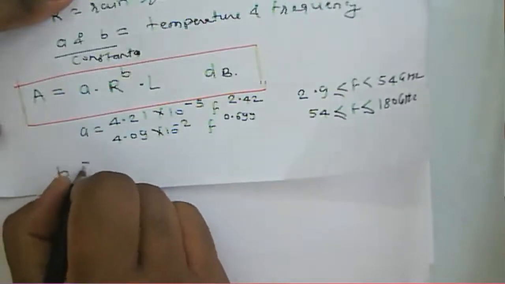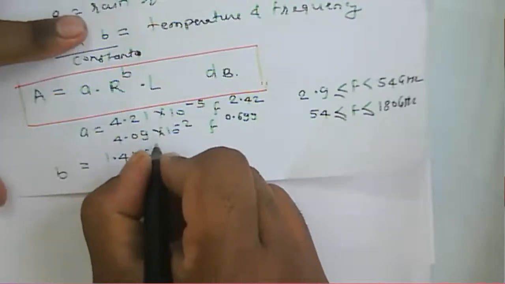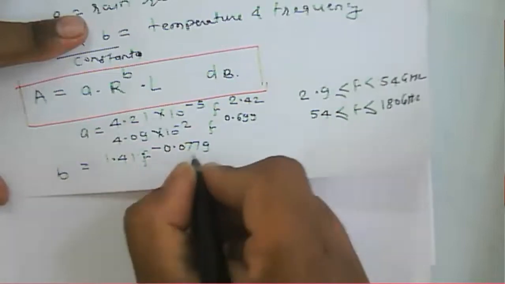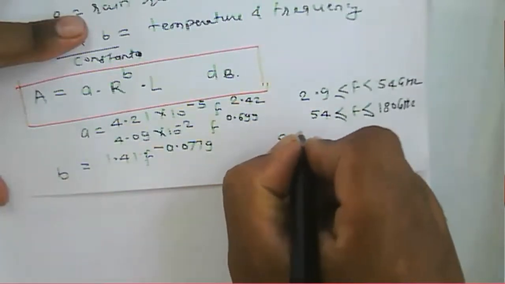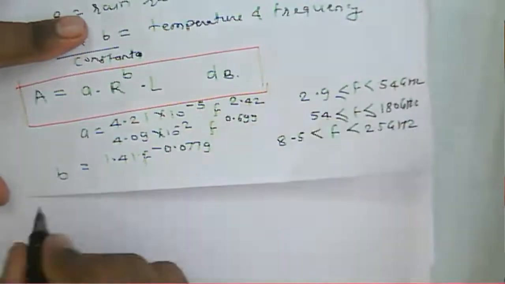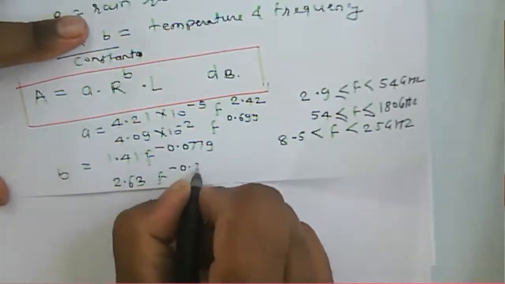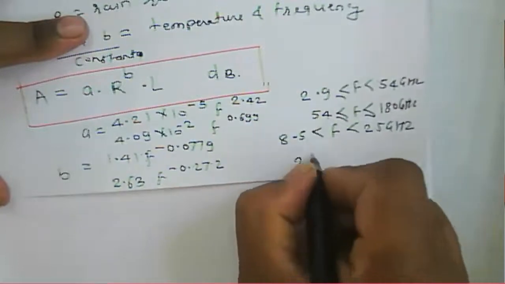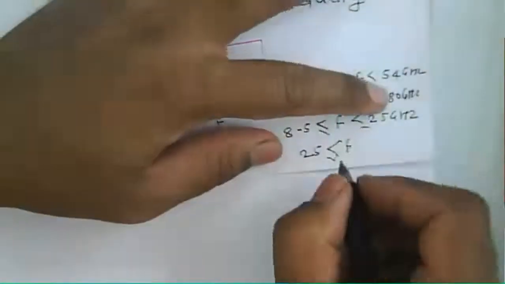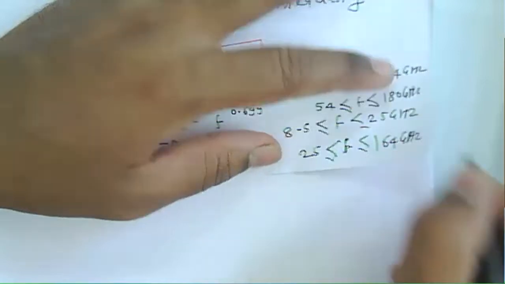Then the value of that B is equal to what? 1.41 F raised to minus 0.0779 when the frequency is about 8.5 to 25 gigahertz. And B, we can say, is 2.63 F raised to minus 2.72, when the frequency is from 25 gigahertz to, that is equal to or greater than, 164 gigahertz.